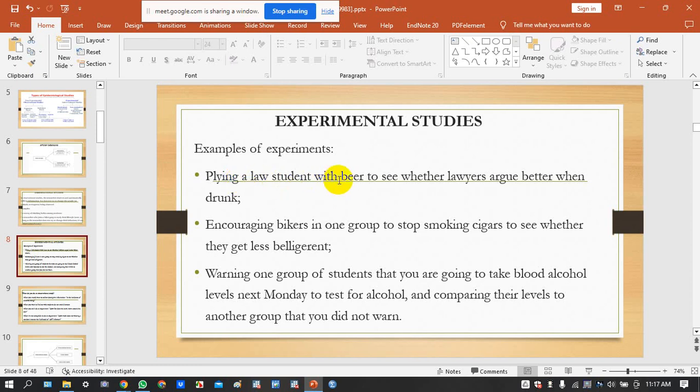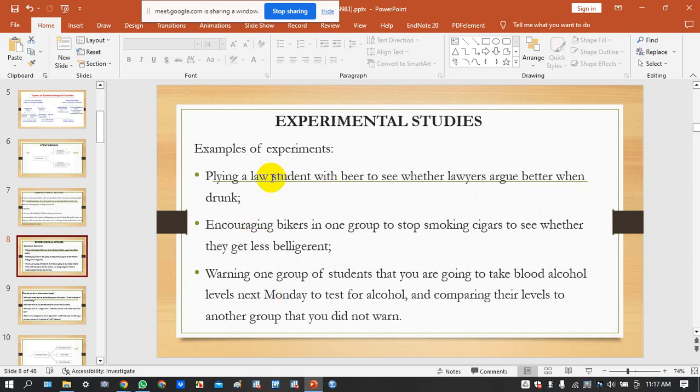You deceive a law student and give the law student a beer to see whether lawyers argue better when they are drunk. So you give a law student a beer and let him go and work on a law case to see whether he can argue better or not. If it's observational, you wouldn't need to give the lawyer any beer, and just go and observe how he does his work. But in this one you have to induce the person with beer.